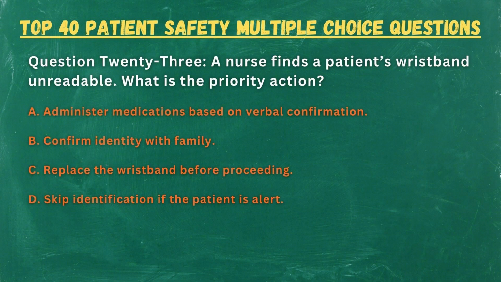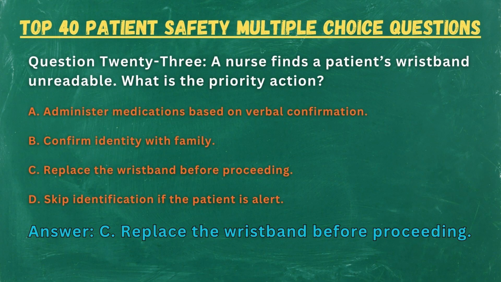Question 23. A nurse finds a patient's wristband unreadable. What is the priority action? A. Administer medications based on verbal confirmation. B. Confirm identity with family. C. Replace the wristband before proceeding. D. Skip identification if the patient is alert. Answer: C. Replace the wristband before proceeding.